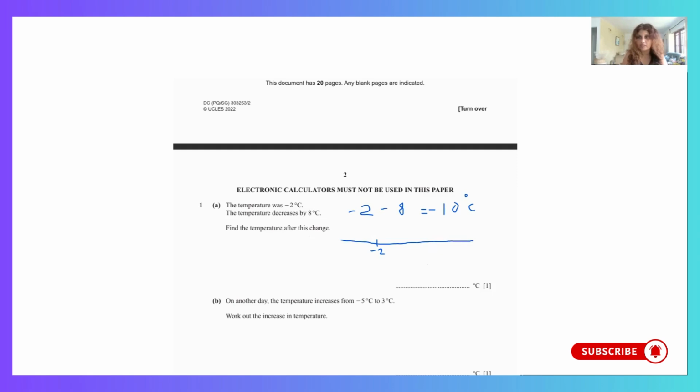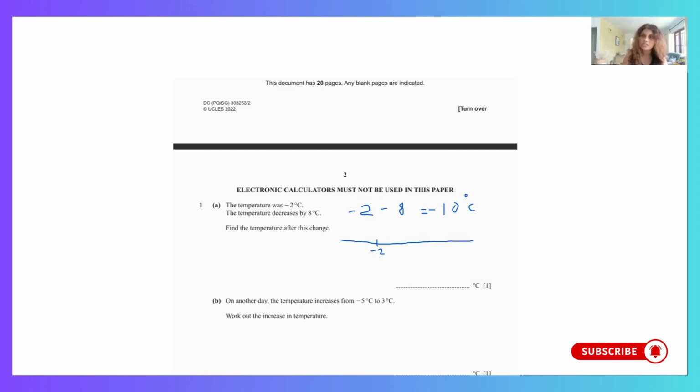Okay, then I think it's clear for you. Then we can move to question B of the first question. Question B is also related to integers, I guess. The question is, on another day, the temperature increases from -5 to +3 degrees Celsius. They ask you to work out the increase in temperature.